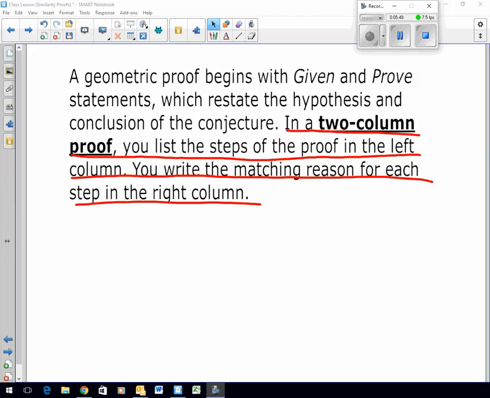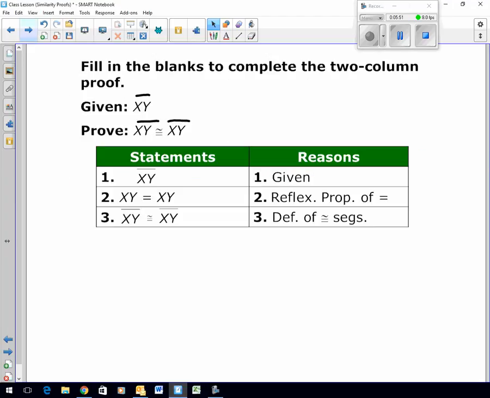This is what it might look like. Fill in the blanks to complete. Here's what a two-column proof looks like. Given, I don't even know what this means. Given that we have line segment XY, I'm trying to prove that line segment XY is congruent to itself.